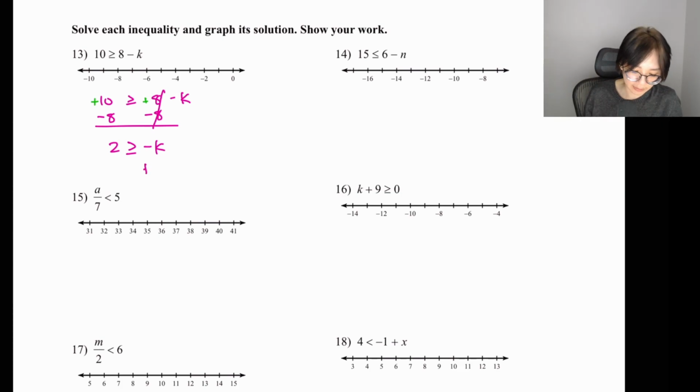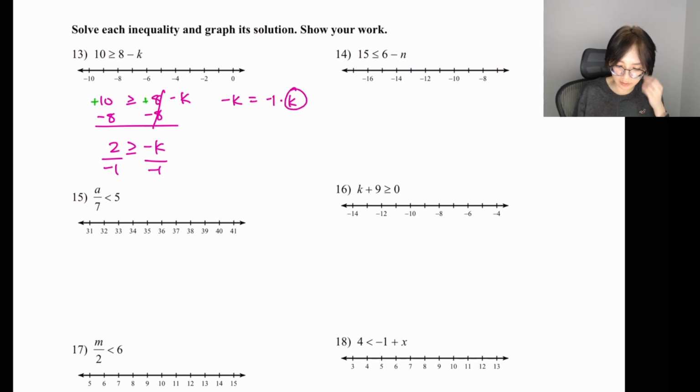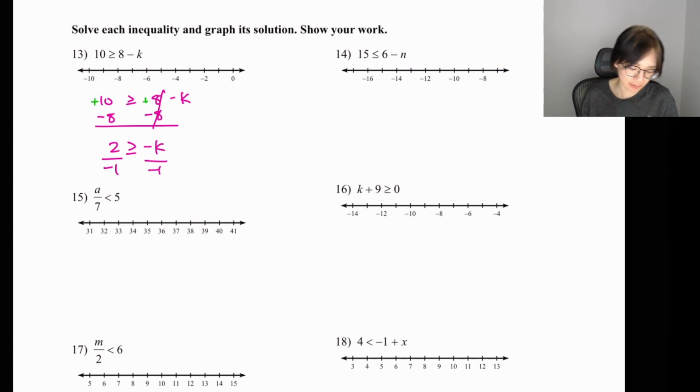Now you can either add k to both sides to have 2 plus k is greater than or equal to 0, and then subtract 2 on both sides, giving k is greater than or equal to -2. Or the shorter version is just dividing by -1, because negative k is the same thing as -1 times k. We got k on its own. Get rid of the multiply by -1, so you divide both sides by -1. And because we're dividing by a negative number, the sign flips. So it is this way. K, 2 divided by -1 is -2.